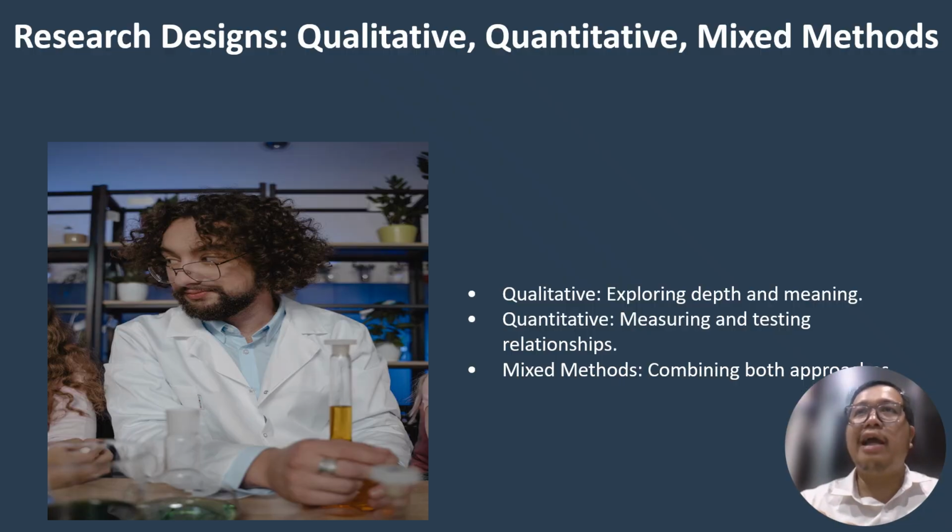A fundamental aspect of Chapter 3 is outlining your research design. We'll differentiate between three major approaches: qualitative research, which focuses on in-depth understanding and meaning; quantitative research, which uses numerical data to test theories and relationships; and mixed methods research, which strategically combines both qualitative and quantitative approaches for a more comprehensive understanding.